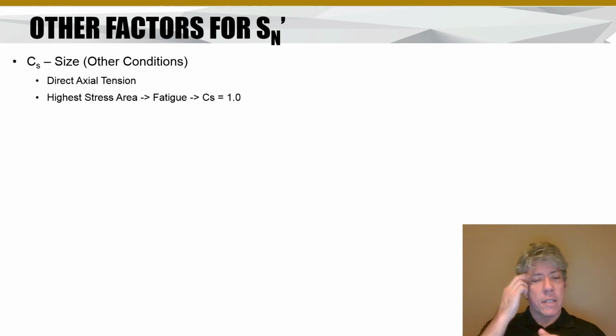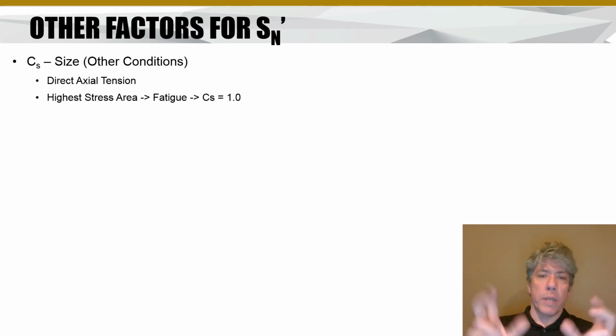Now you might look at this and say, well, wait a second. I thought you said that the size factor was 0.8 if it was direct axial tension. Don't confuse the various factors. The type of stress factor was 1.0 if it was bending stress. It was 0.8 if it was axial tension.